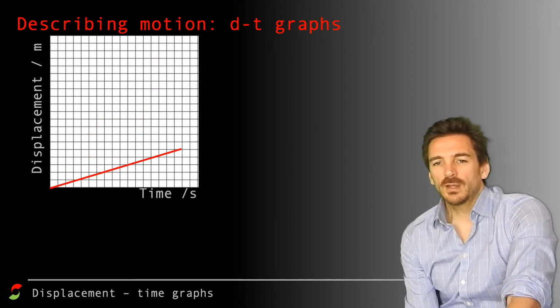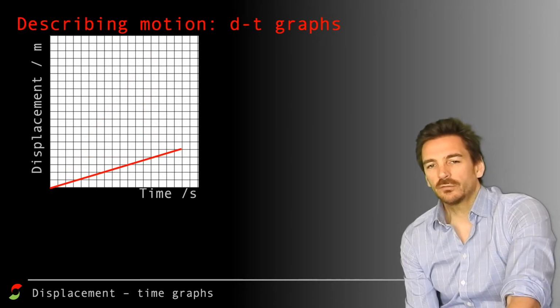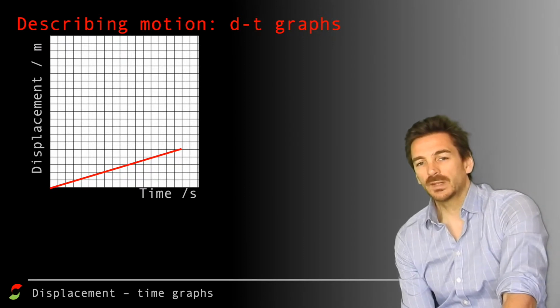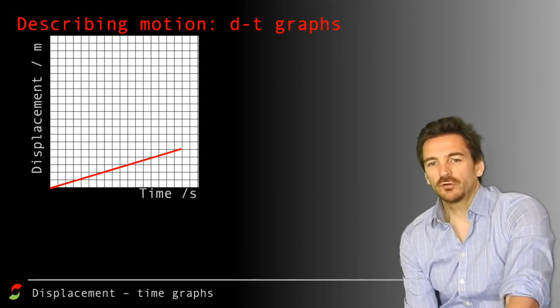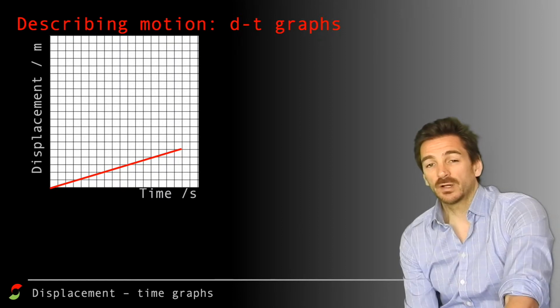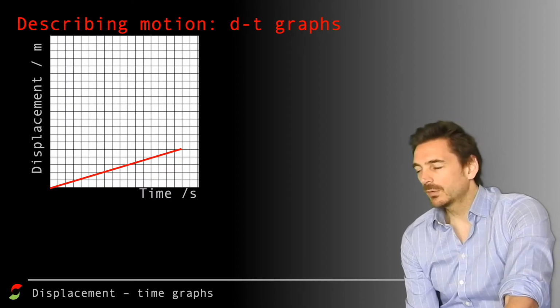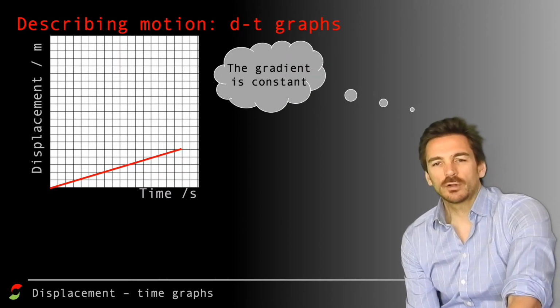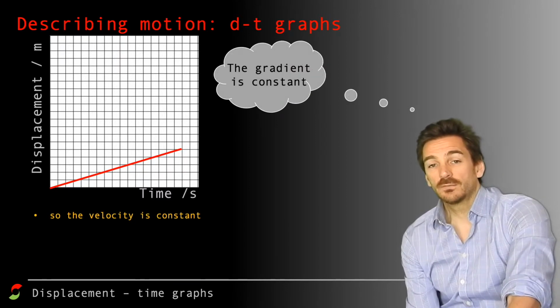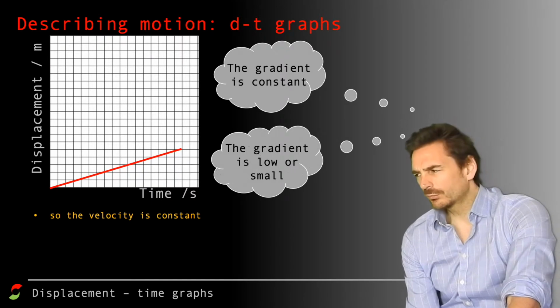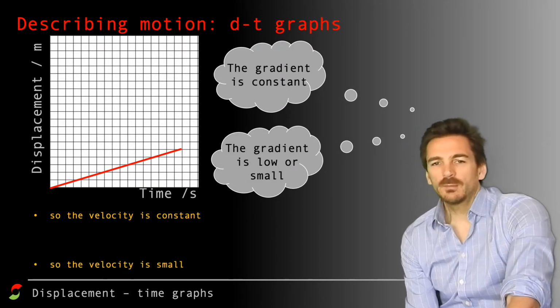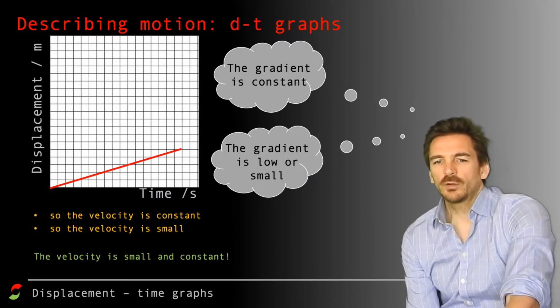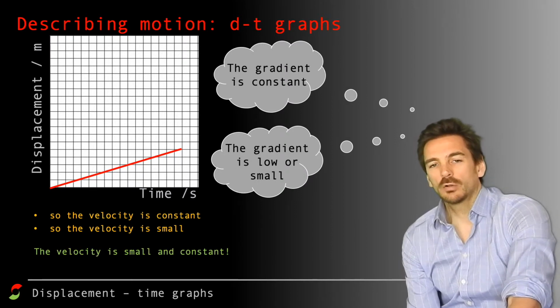So let's have a look at a very common exam question, and that is describing motion. We get given various different shapes of displacement time graphs, and you're expected to be able to describe the motion by just looking at those shapes. Here we've got a straightforward example to start with. The gradient is constant, and that means the velocity is constant, and also the gradient is quite small, so the velocity is quite small. So for this object, it's moving at a slow, constant velocity.